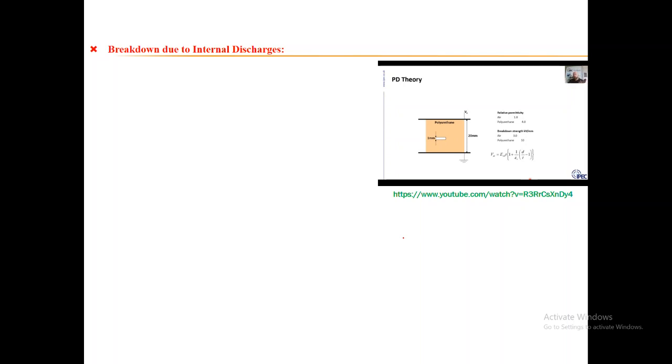It's not across the whole space. It's just very locally at that defect, and it's a very low energy breakdown. You wouldn't notice it in your electricity network. But the problem is that it acts within working volts.